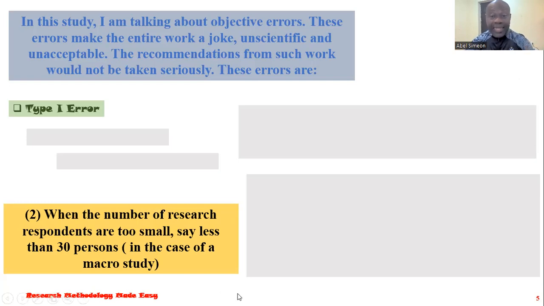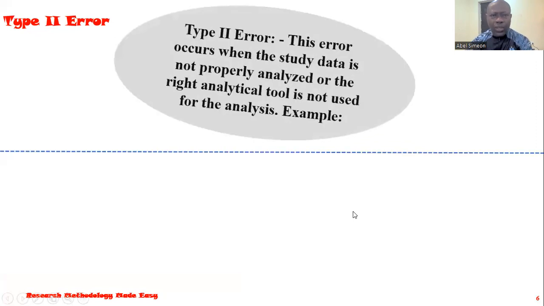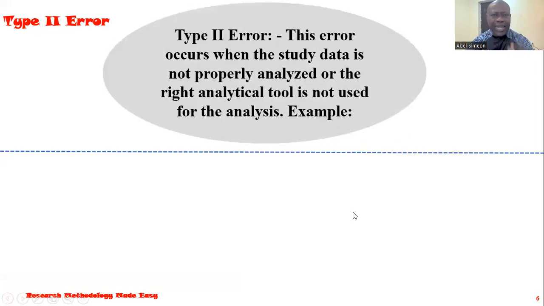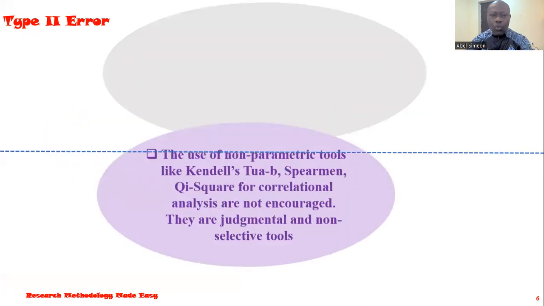But if it is less than 30, then there's bound to be type 1 error. Now let's talk about type 2 error. Type 2 error occurs when the study data is not properly analyzed, that's number one. Number two, when you use a wrong analytical tool in analyzing your data. These two. Now, let me start with the second one.